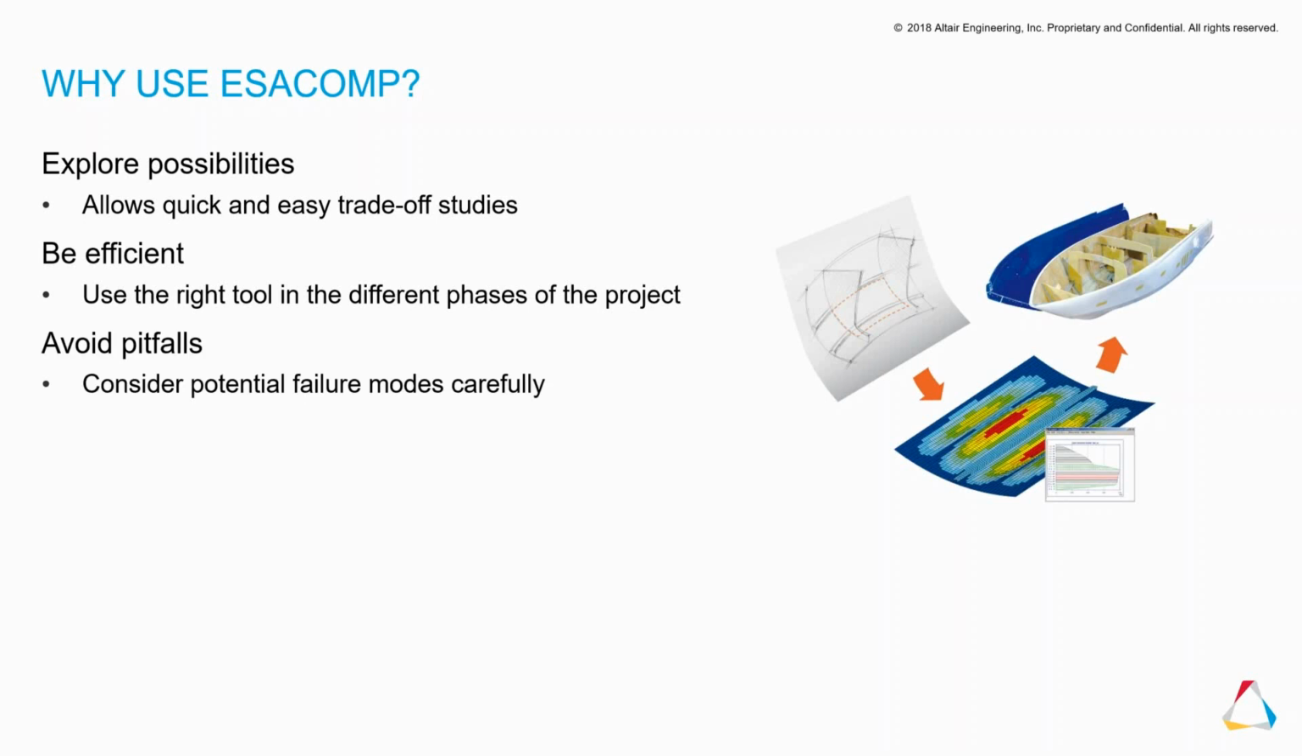In doing composite analysis, there are lots of pitfalls, like missing a failure mode that could be a potential one in a composite structure and so on. And ESACOMP gives the possibility to have a look at different ways in the design, and maybe after doing the complete FE analysis, then having a look at some of the critical points and at the potential failure modes and so on.